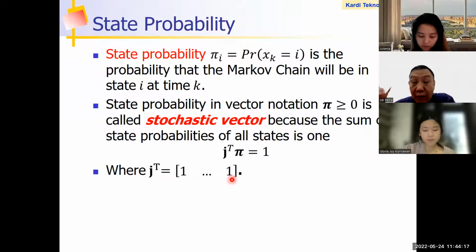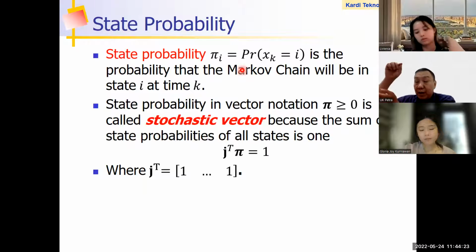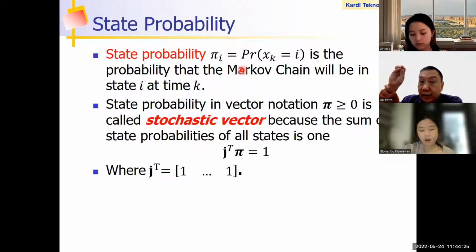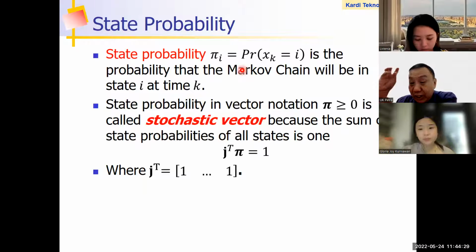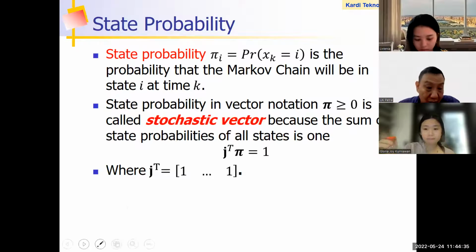Why? Because the sum of the stochastic vector must be 1. Remember, this represents probability, the state probability, right? So the state probability in the whole network must be equal to 1. Earlier we already showed that.